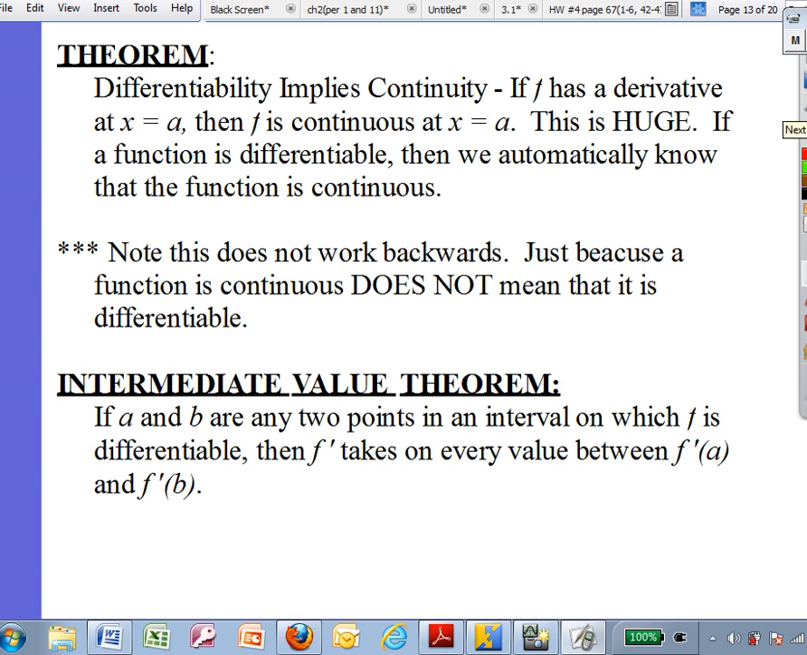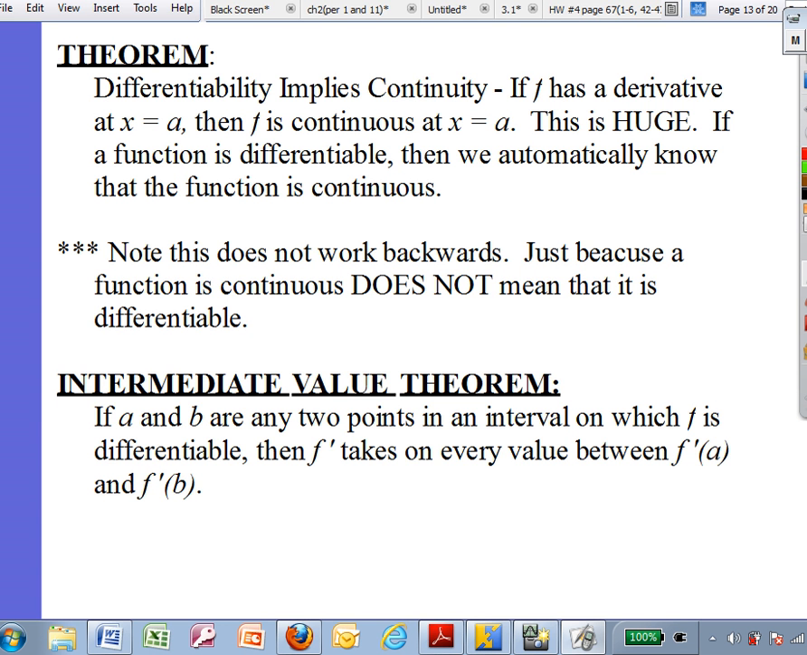All right, and then finally, this theorem. This theorem says that differentiability implies continuity. Think about this. If f has a derivative at point A, then f has to be continuous at point A. That makes sense because one of the ways that we aren't differentiable is discontinuous. This is huge. This is perfect. Because if I ever tell you that a function is differentiable, then we automatically know that that function has to be continuous.